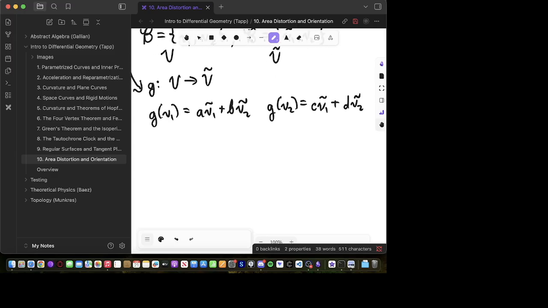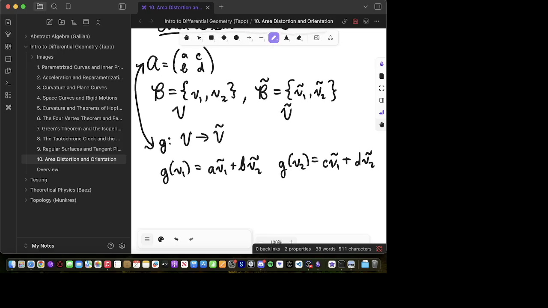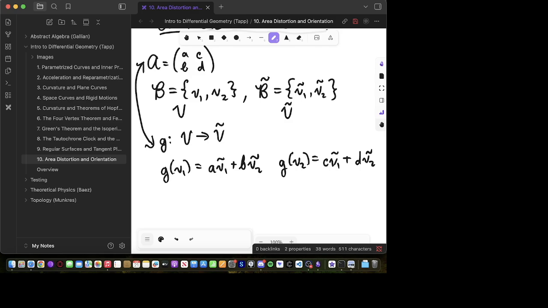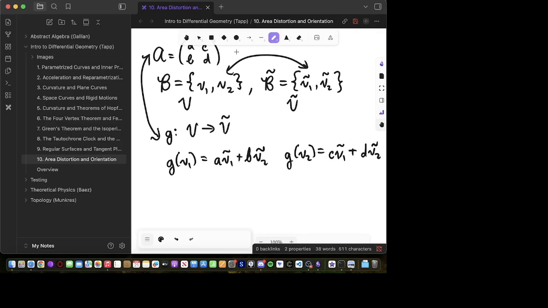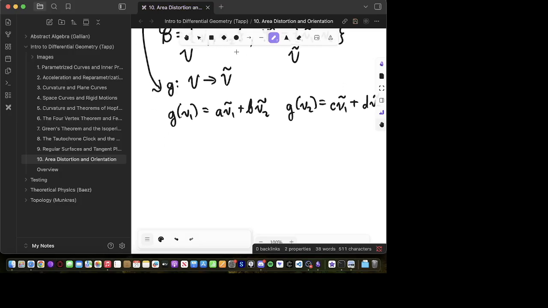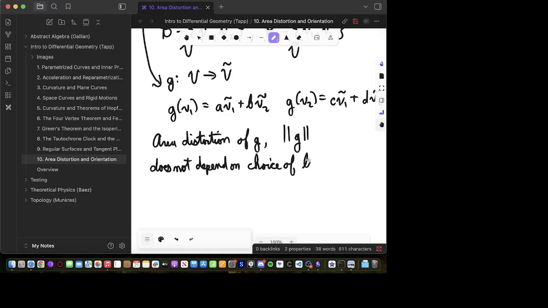So you can think of this matrix as essentially containing the relationships between the basis vectors. So one might be wondering what the point of this function is. And we have a quantity called area distortion of the function g, which we denote by g with double bars around it, and it does not depend on the choice of basis.